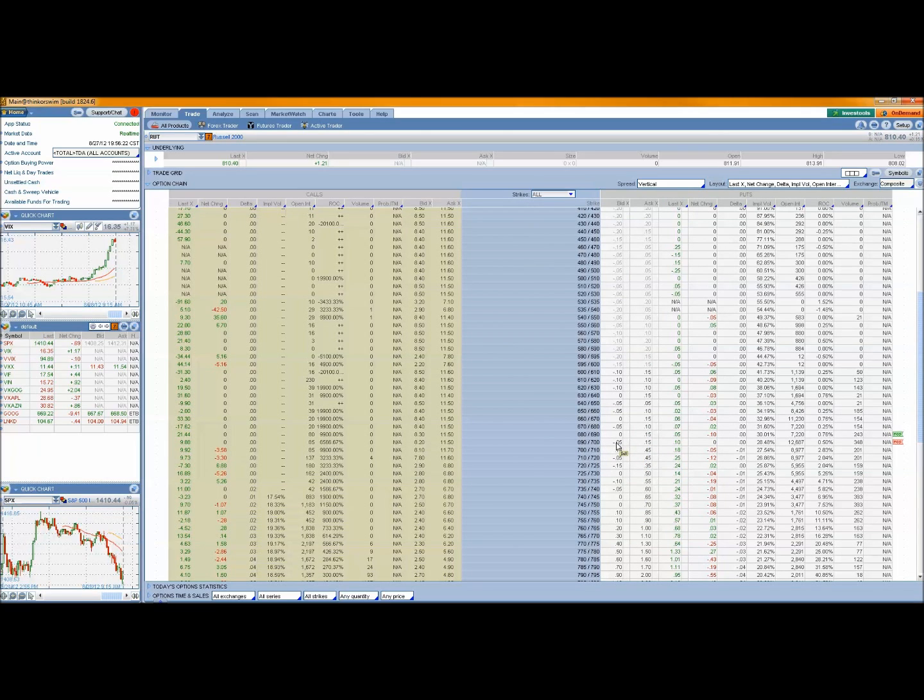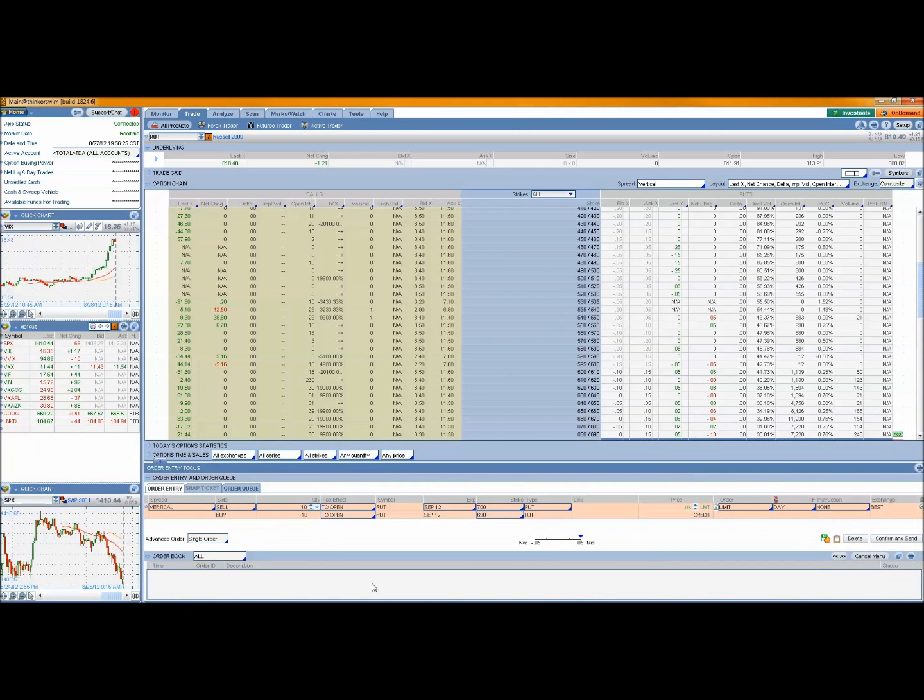We click on the bid because we want to sell. And as you see, it's already ready. We're going to sell the 700s. We're going to buy the 690s. It's both in September. They're both puts. And we had our credit at 0.3.